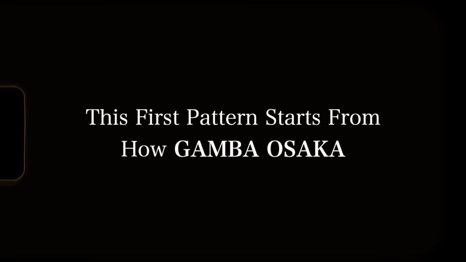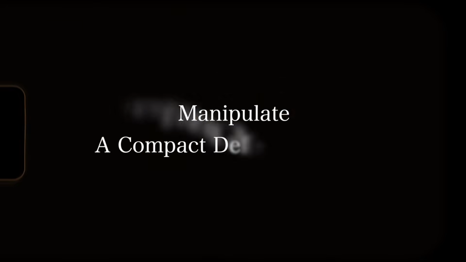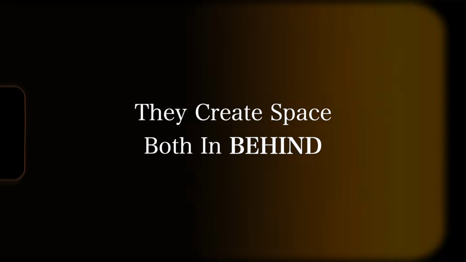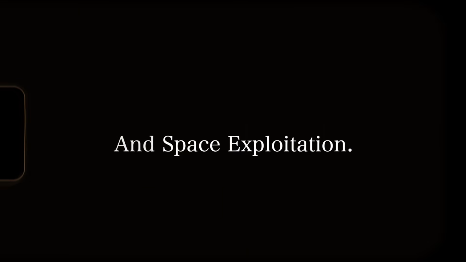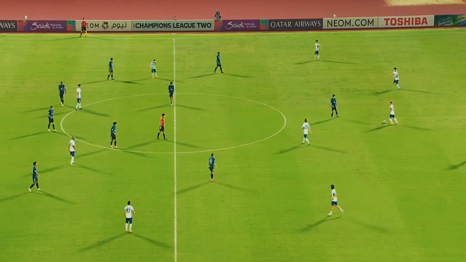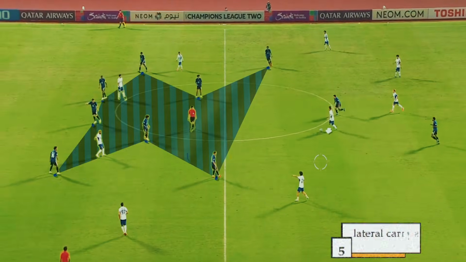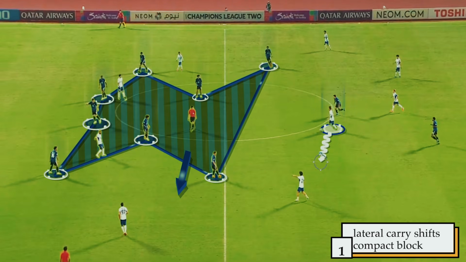This first pattern starts from how Gamba Osaka manipulate a compact defensive block. By shifting the block laterally, they create space both in behind and inside the box. From there, the sequence develops through timing, movement, and space exploitation. When the possessor receives in the mid-third, the opposition immediately collapses centrally and forms a compact block. That naturally leaves space on the flanks and in behind.